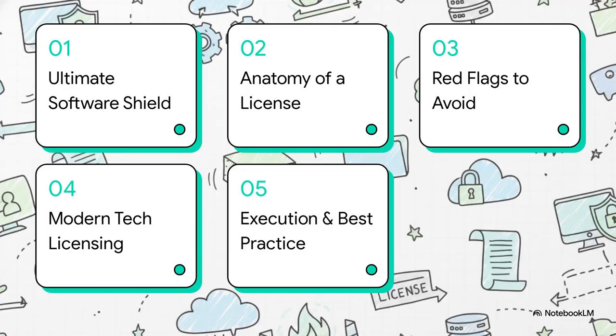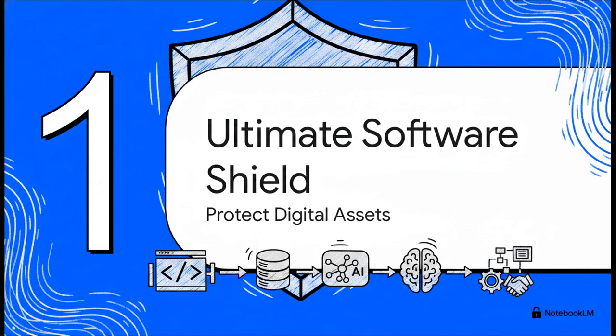Here is our roadmap for deconstructing this legal fortress. Number 1, the ultimate software shield. 2, anatomy of a license. 3, red flags to avoid. 4, modern tech licensing challenges. And 5, execution and best practices. Let's get right into it.